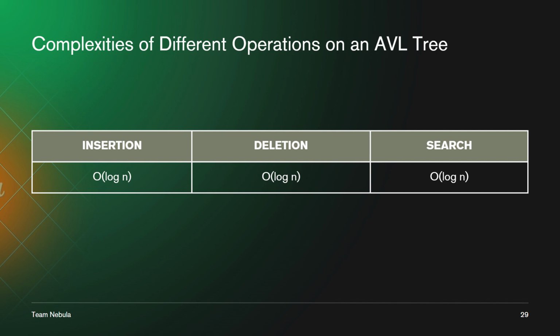Next we have search. When you search for a node in an AVL tree, it also takes big O of log n time. The logarithmic time complexity ensures that searching for a specific node is quite efficient even as the tree grows in size. So, whenever you are inserting, deleting or searching for a node in an AVL tree, you can expect these operations to be efficient with a time complexity of big O of log n, where n is the number of nodes in the tree. This is one of the key advantages of using AVL trees for tasks involving these operations.